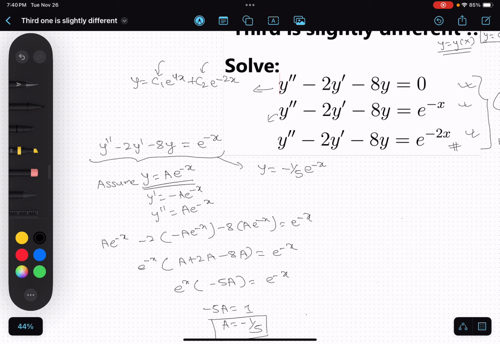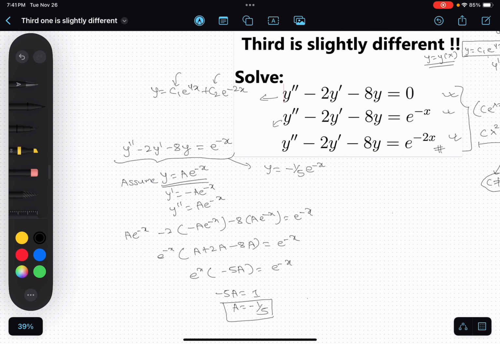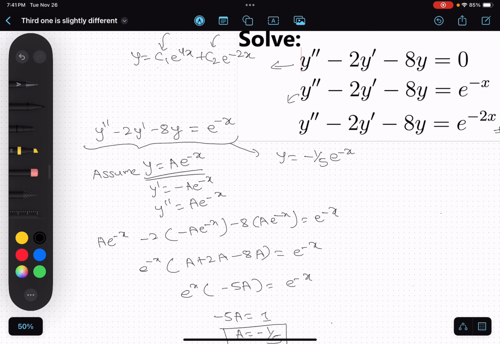But do you think that this is the most general solution? Do you think that only this is the solution, guys? If I substitute these values in y in this operator, we know that if I substitute this one, this entire operator will just give the result as 0, right?